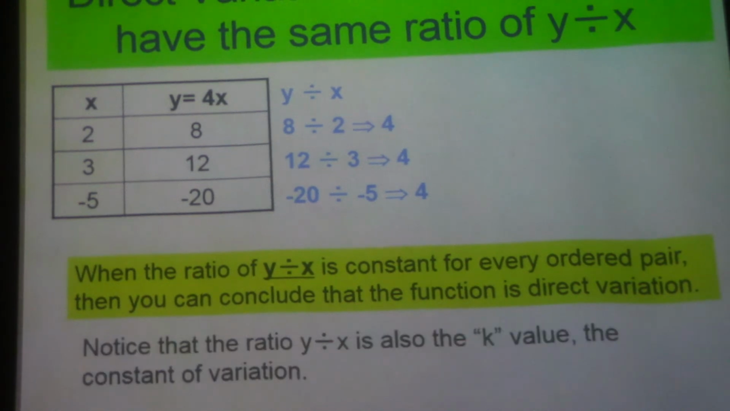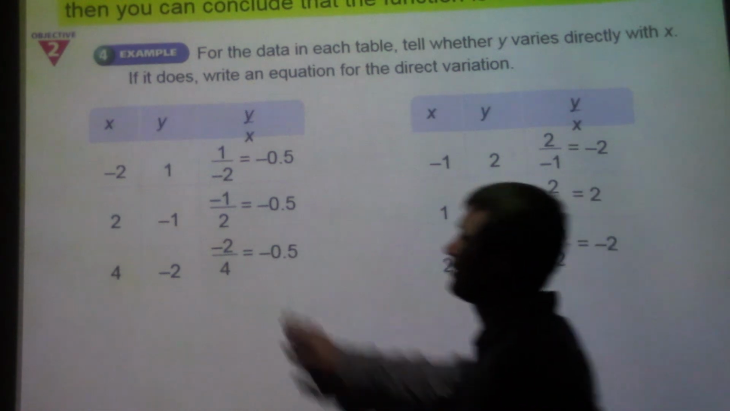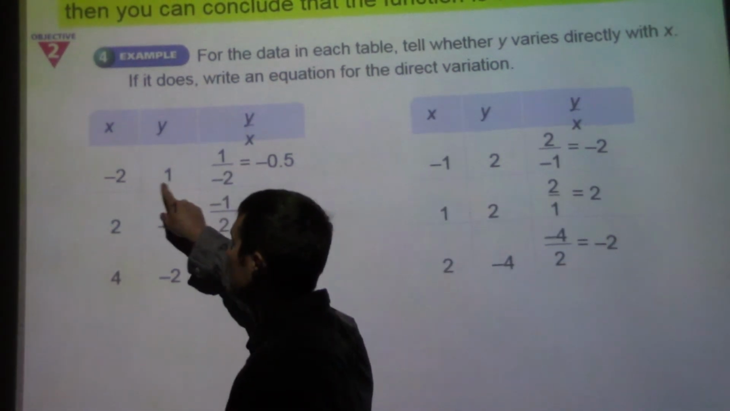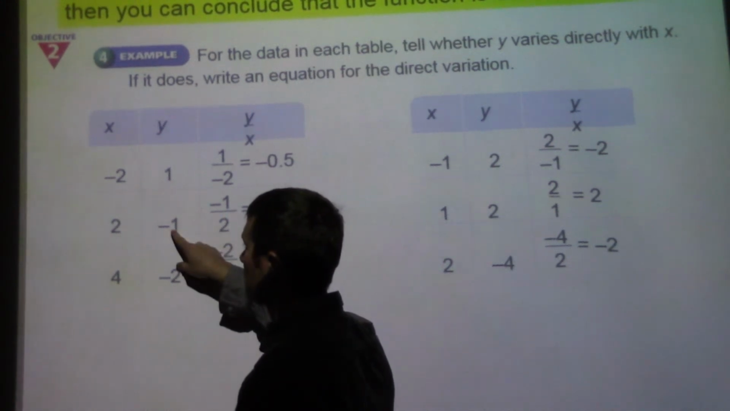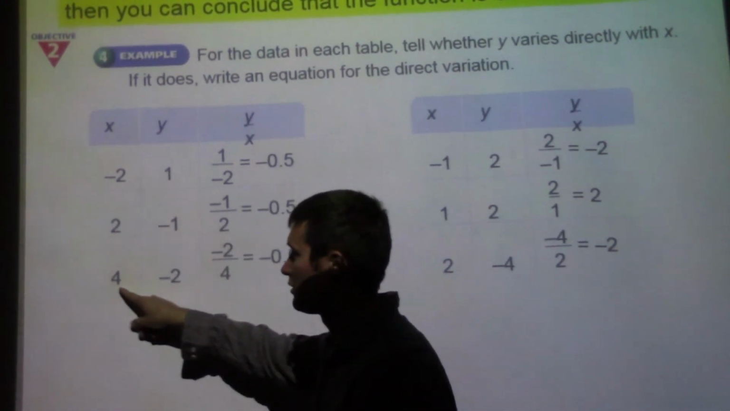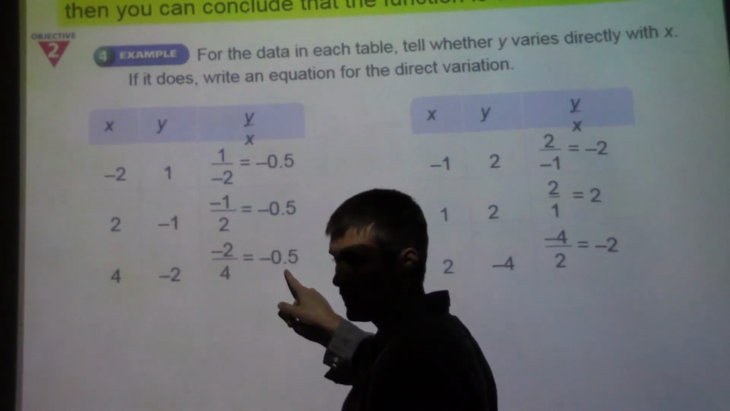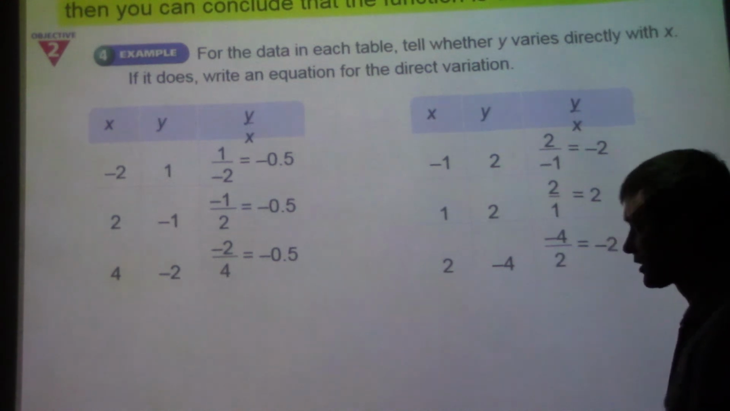So let's go ahead and do 2 more examples of these. Let's go ahead and divide. Here, 1 divided by negative 2 is negative 1/2. Negative 1 divided by 2 is negative 1/2. Negative 2 divided by 4 is negative 1/2. So is that a direct variation? Yes, my constant is the same.